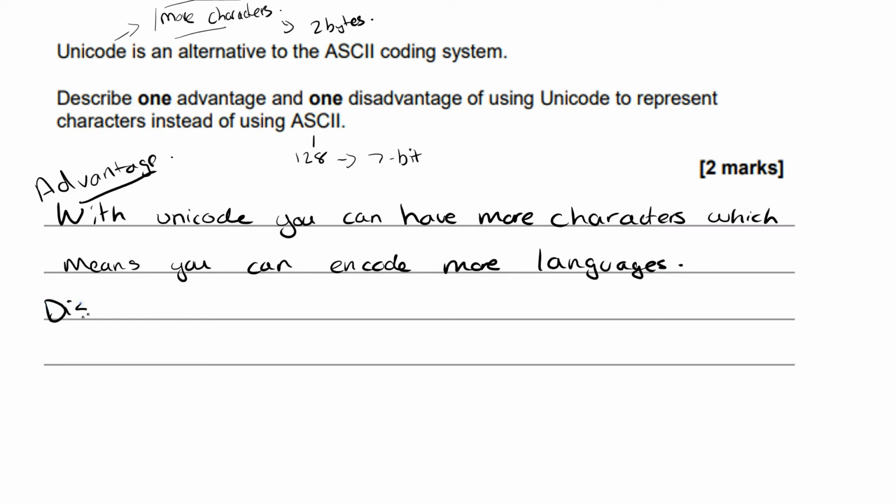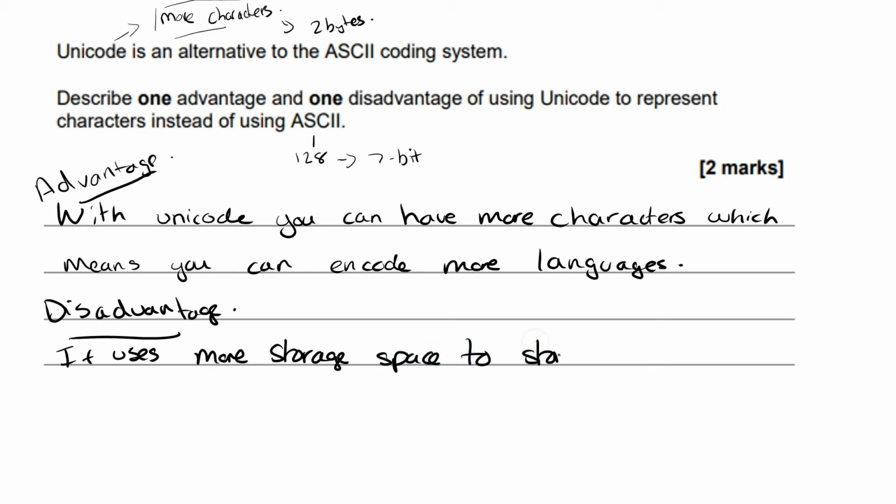Okay, and then disadvantage. So describe one disadvantage of using Unicode to represent characters instead of ASCII, and then our disadvantage is it takes up more space. So it uses more storage space to store each character. So we've given one clear advantage and one clear disadvantage, so we will get 2 marks for that question.